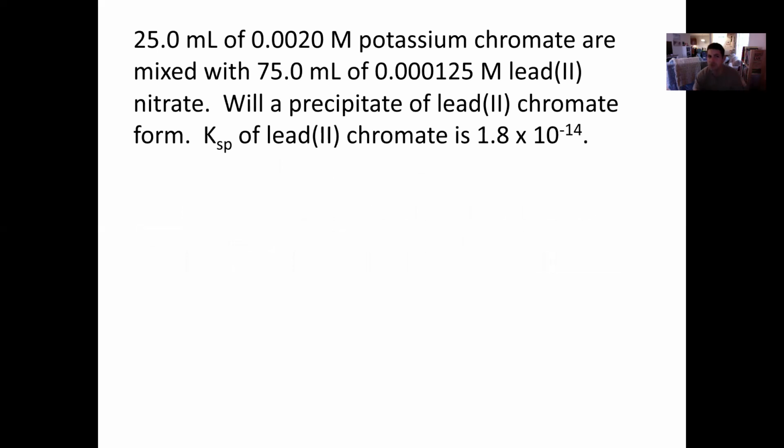All right, so we were looking at this question. I believe we worked through it. The 25 mLs of the 0.002 molar potassium chromate mixed with the 75 milliliters of the 0.000125 molar lead 2 nitrate. We are given the Ksp. It's important that since we are mixing solutions, we're diluting.